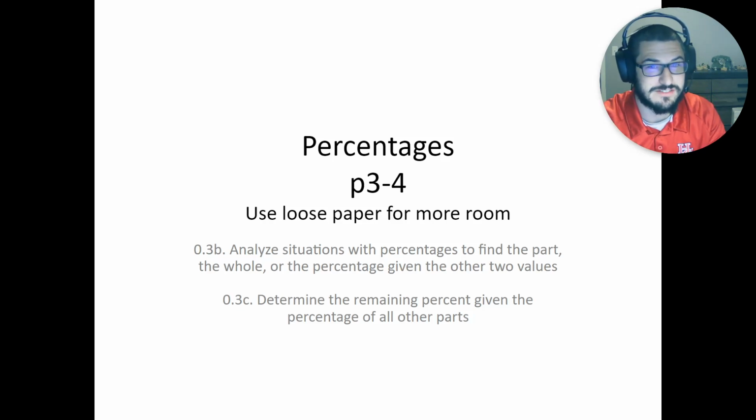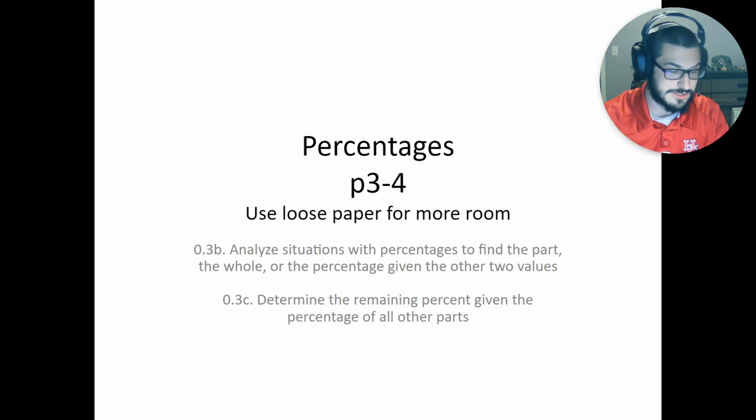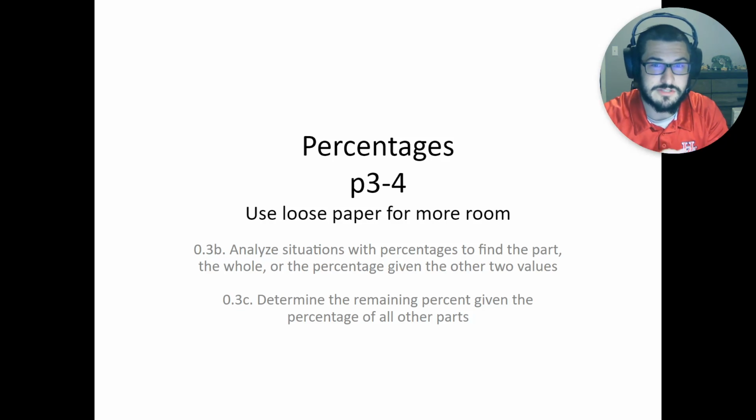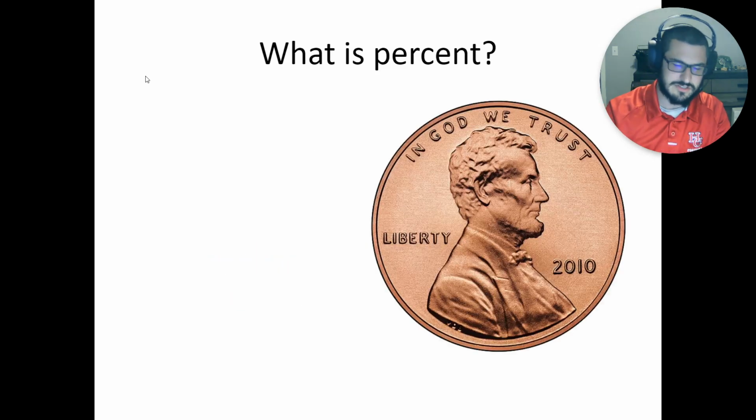So we've got two objectives: analyze situations with percents to find part of a whole or the percentage given the two other values, and determine the remaining percent given the percentage of all other parts. This is something that comes up some in chemistry. It's also something that comes up a bunch in our daily lives, as you'll see with the examples. It's also something that comes up in the ACT quite a lot, and they're going to try to trick you, but I'm going to try to give you some skills to be able to help you out here.